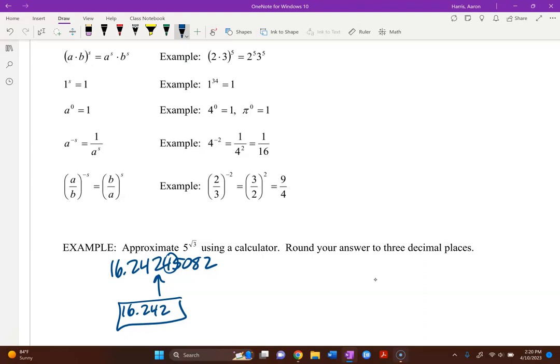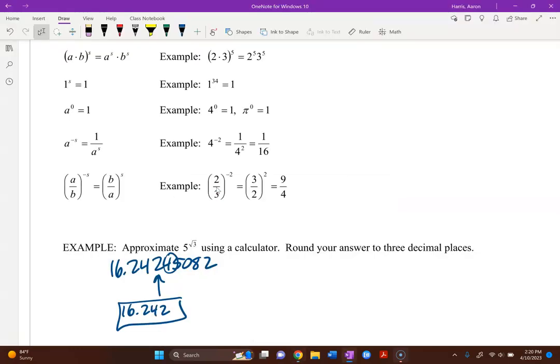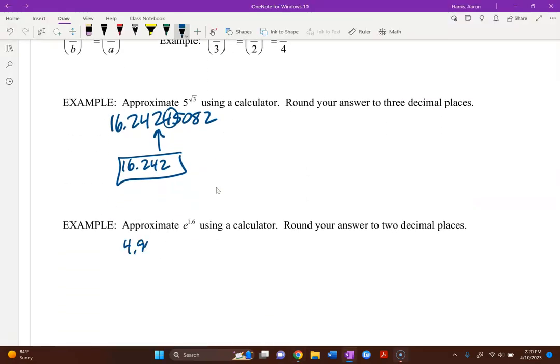Let's do another one. Approximate e to the 1.6. So let's go e to the 1.6, 4.95303. And again, we're going to round to 2 decimal places this time. So the hundredths position. So now I'm looking at the 3 to the right, and it looks like I'll stay the same, 4.95 on that. So again, find your e button on your calculator so you can do that.